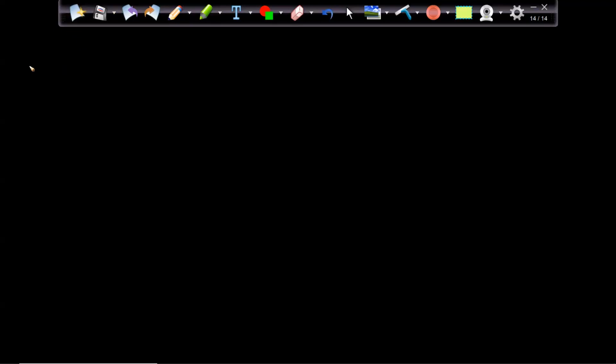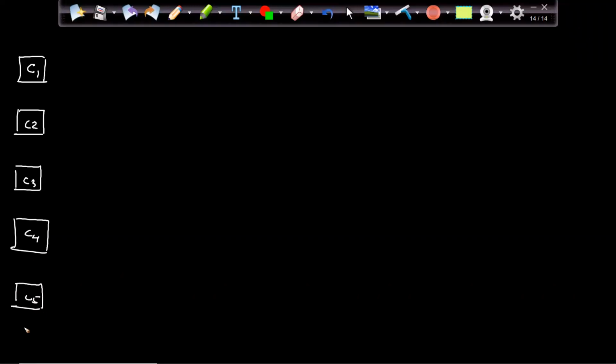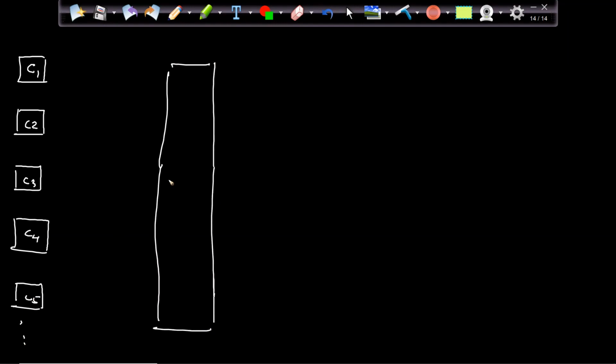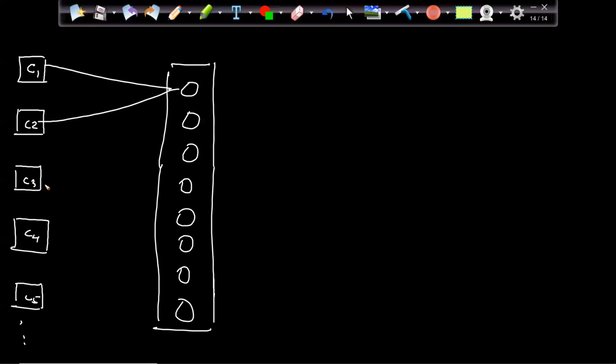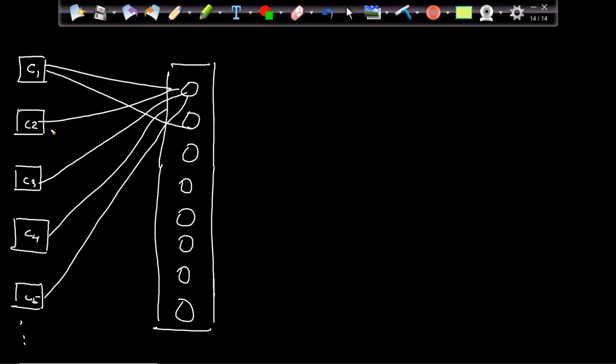So let's redraw it. I have my context word C1, which is my V dimension. I have my context word C2, C3, C4, C5, and so on. I have a hidden layer which consists of n dimension neurons, and I'll connect my network. It's a fully connected network.